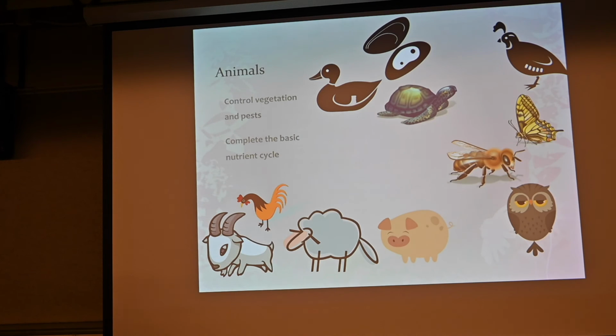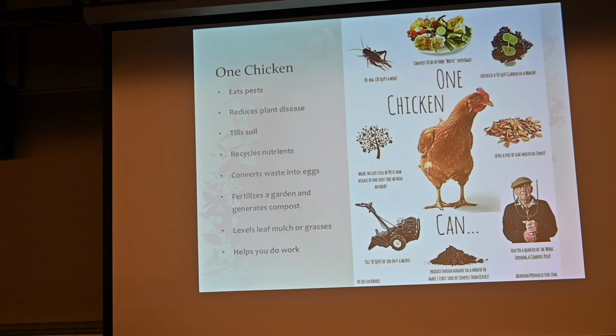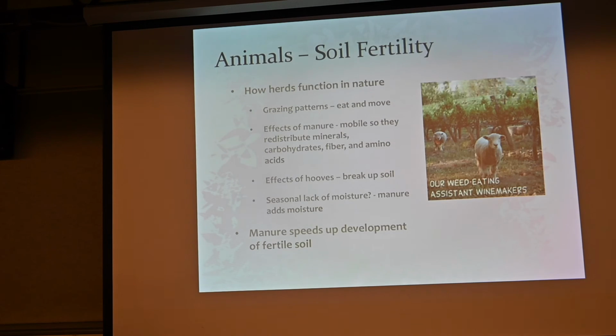Animals, they can control vegetation and pests. So we've got the water animals, we've got the field animals, and the tamed animals here. But they complete the basic nutrient cycle, meaning they provide little fertilizer pellets.